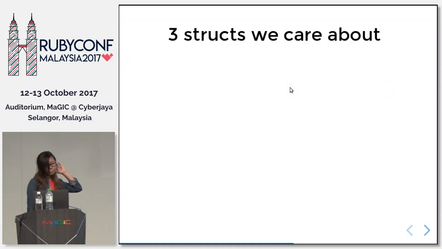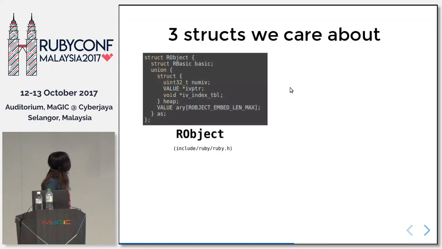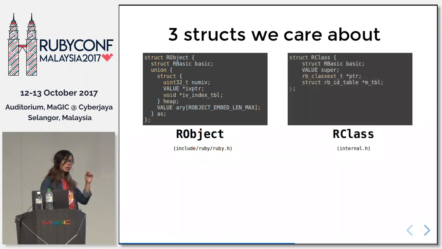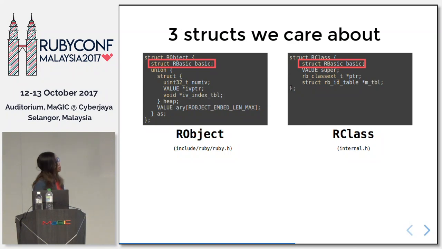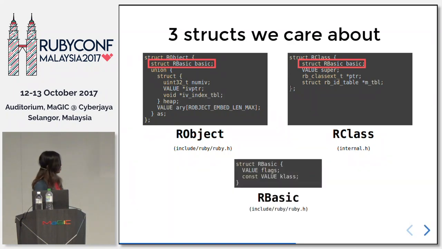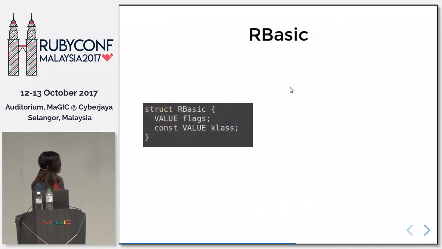So there are three structs we primarily care about. The first is RObject. So this is the struct that represents ordinary instance objects. Second is RClass. This is the struct that actually represents class objects. And you notice that both of these structs actually contain RBasic. So that's the other struct we'll be looking at. So let's look at RBasic first.